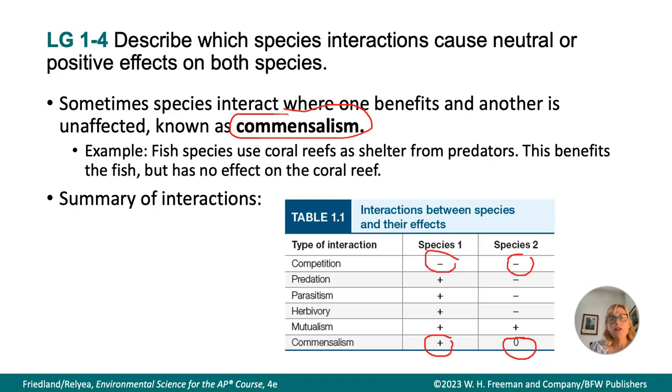So competition, both are harmed because they use energy to compete. Predation, 1 gets food, 1 dies. That's a negative. And you can go down the list and make sure you understand in all of these interactions, competition, predation, parasitism, herbivory, mutualism, and commensalism, you need to know which one benefits and which one doesn't.